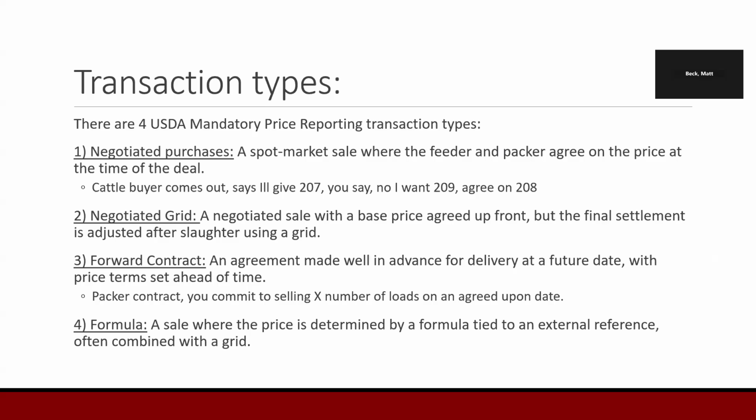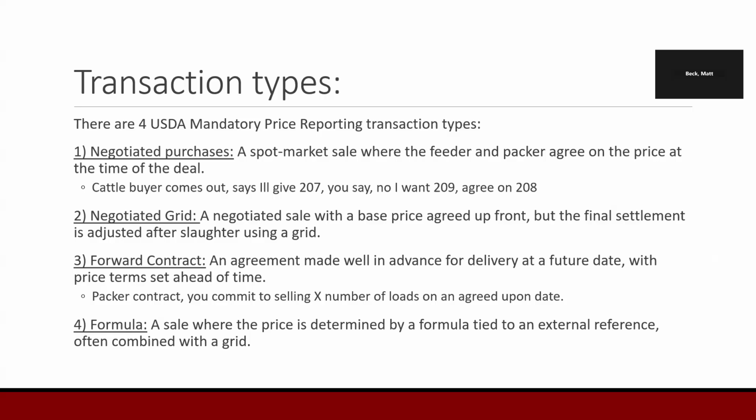The USDA, if you guys remember, AMS has the mandatory price reporting. And they group these up into 4 transaction types. So there are negotiated purchases. That's a spot market sale. The feeder and packer agree on the price and that is done at the time of sale. So you'd be selling into the cash market, right? Any questions on negotiated?